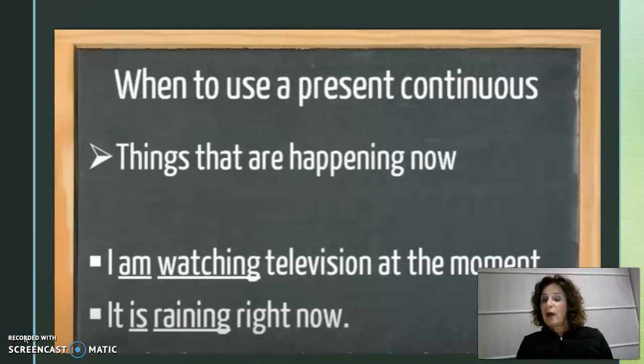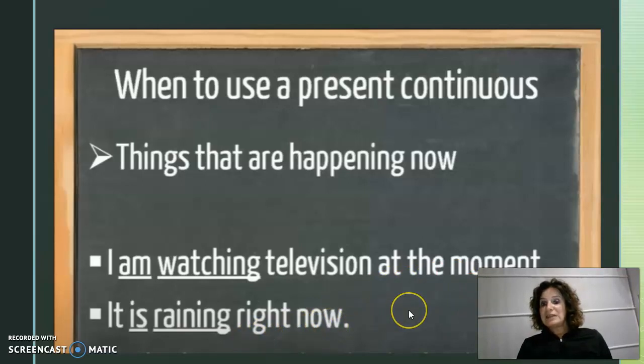It is also very important to know when to use a present continuous. We use a present continuous tense when we are talking about things that are happening now, while speaking. I am watching television at the moment. It is raining right now. The time expressions at the moment and right now point out that the action is happening now.